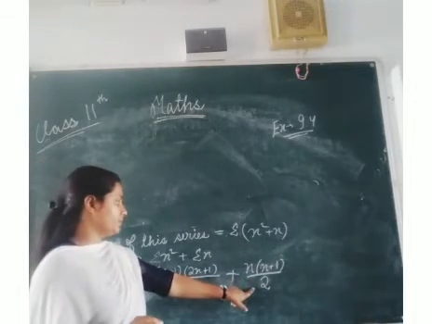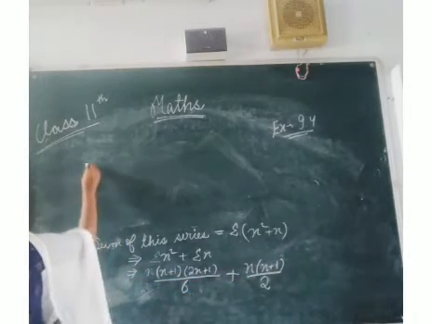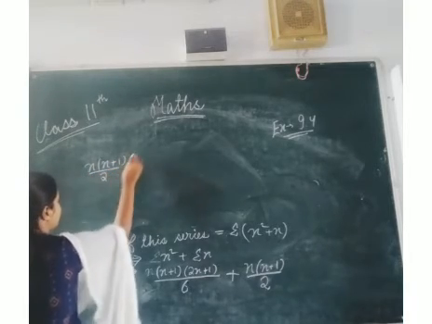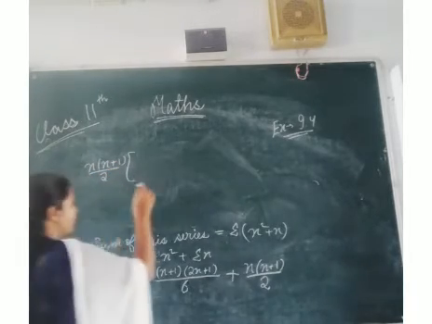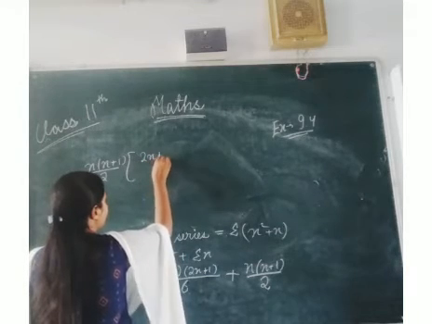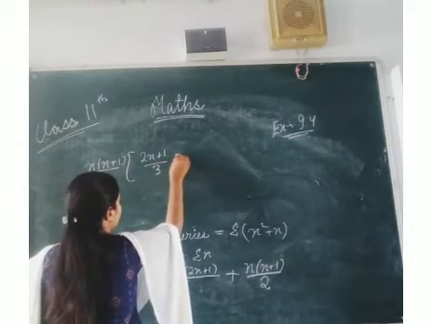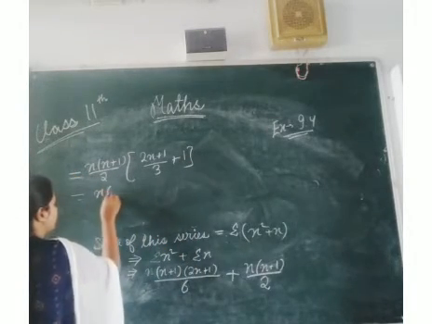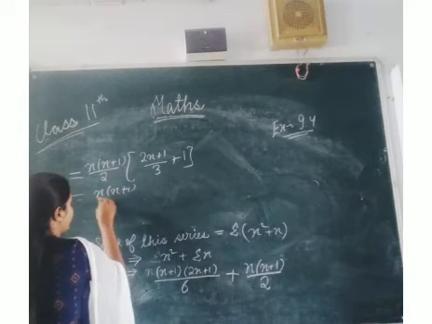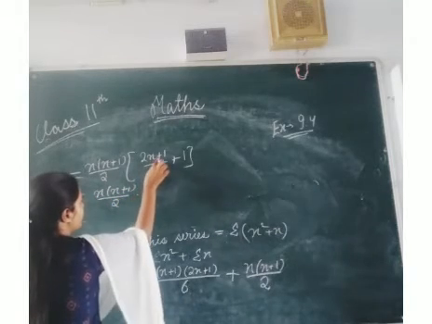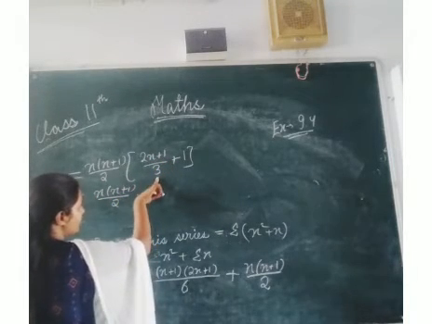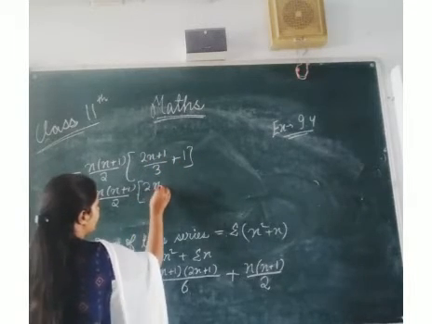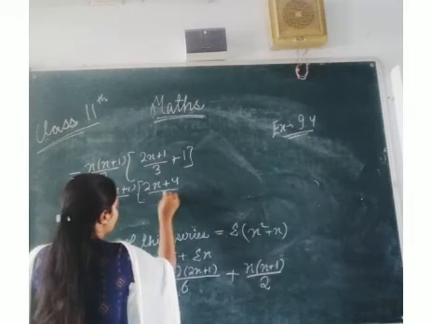In both the parts, we have n plus 1 by 2 as common. So in the bracket, we will be having 2n plus 1 upon 3 plus 1. Once we simplify this, n plus 1 by 2 into 2n plus 1, here we have the denominator as 3. So 3 plus 1, 4. So we will have 2n plus 4 upon 3.